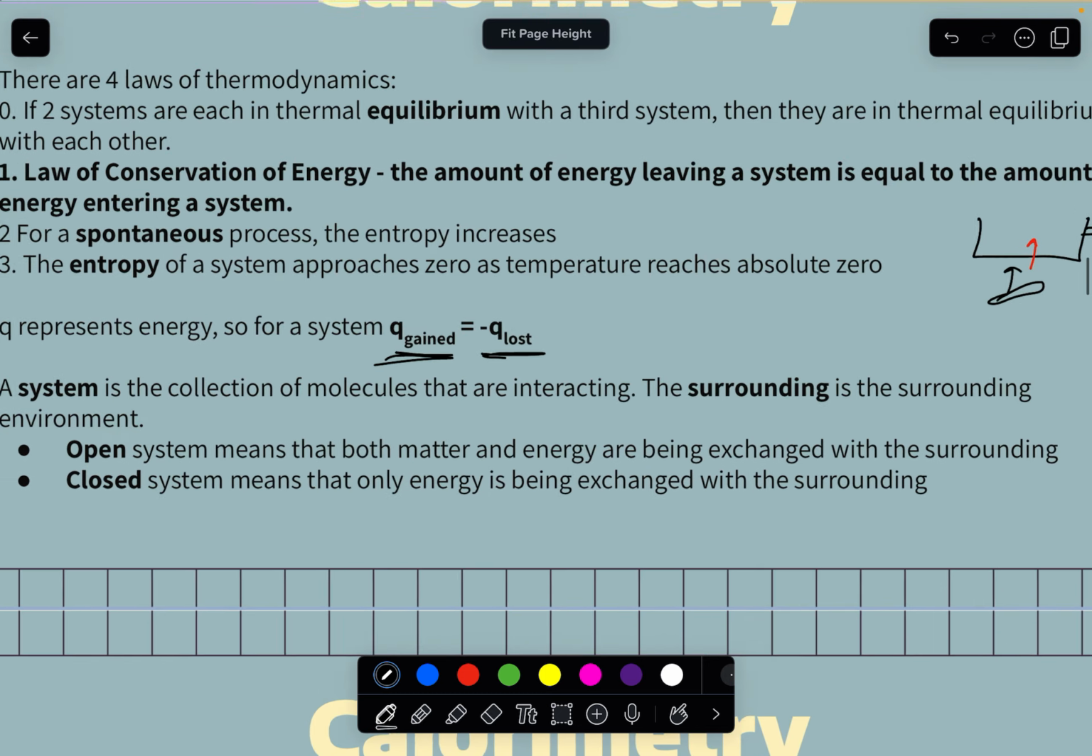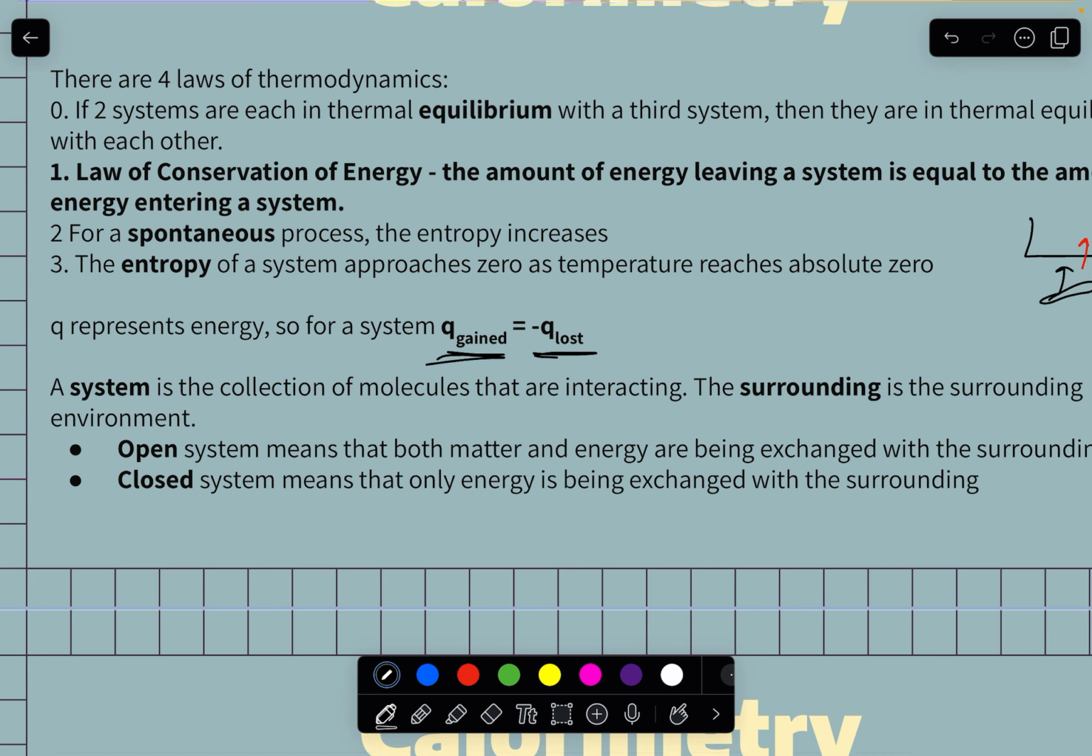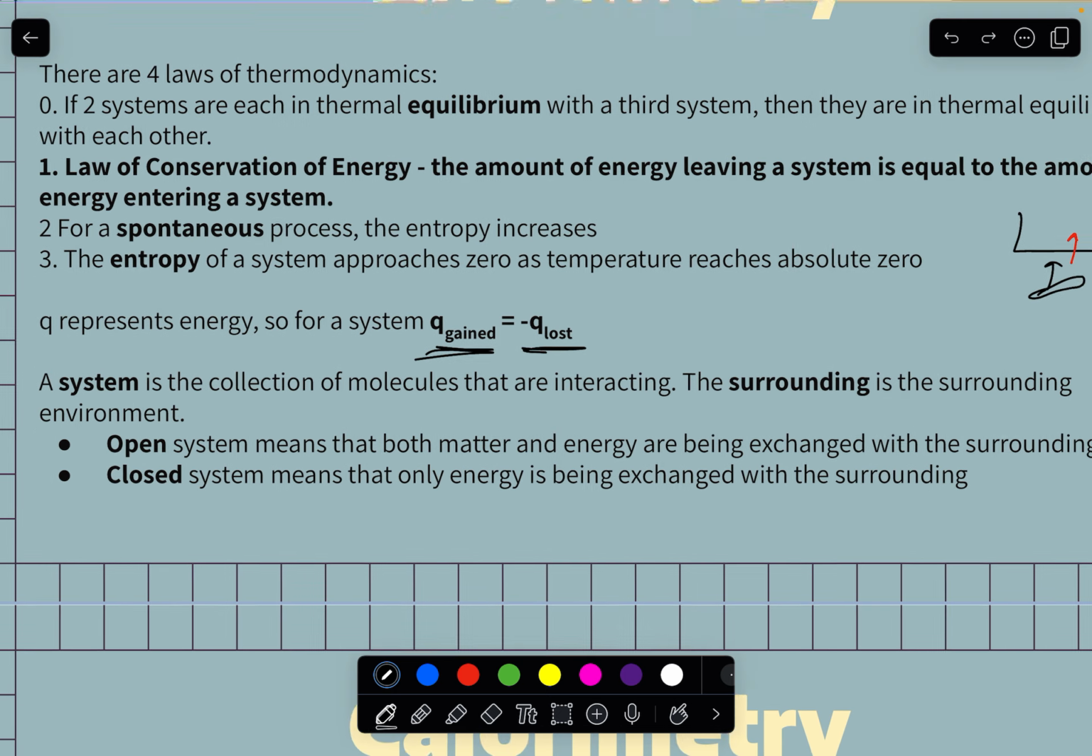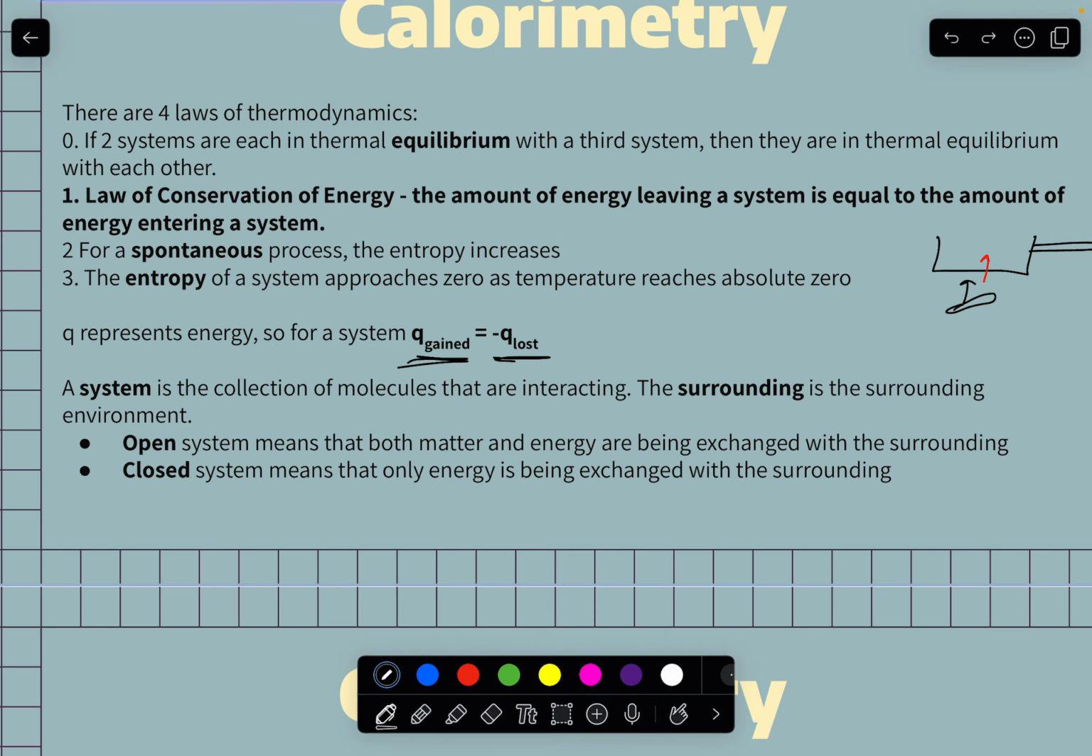And then just really quick, some vocabulary for systems. We have open and closed systems. Open system is what it sounds like. It's an open container. Both matter and energy are being exchanged. They can move around. A closed system is not open. It's literally a closed container where the matter can't change, but you can have energy move around.